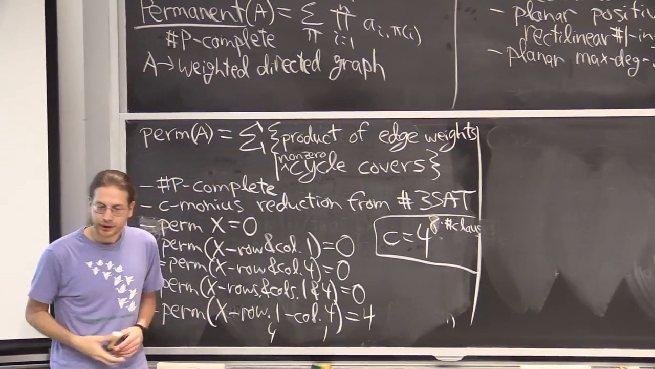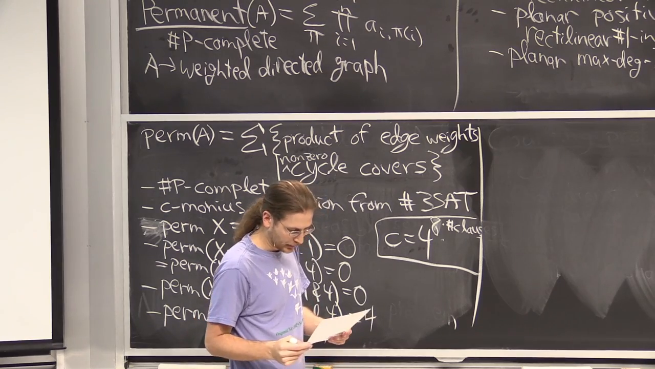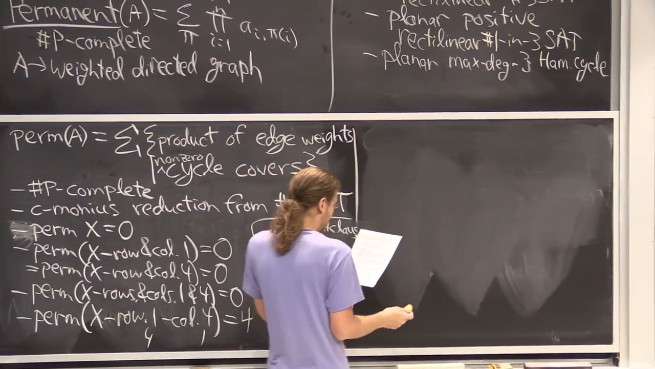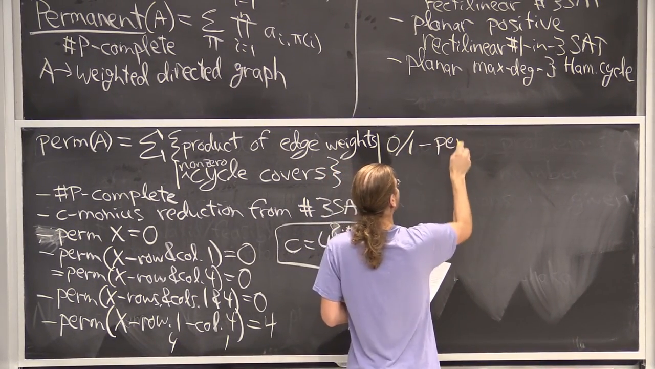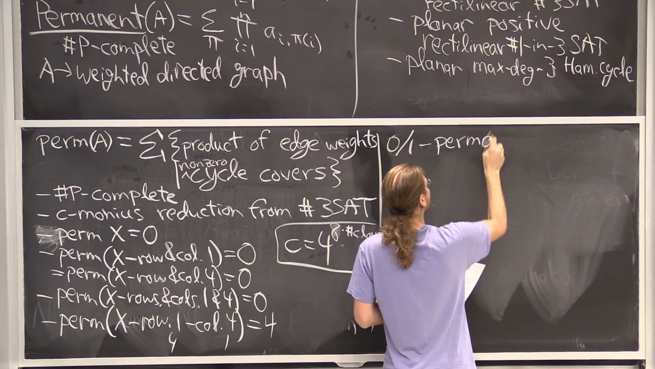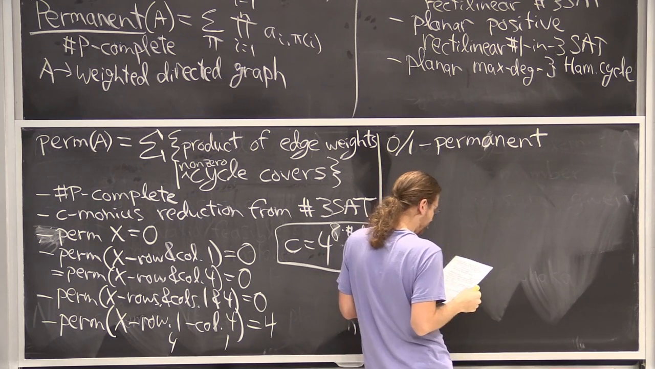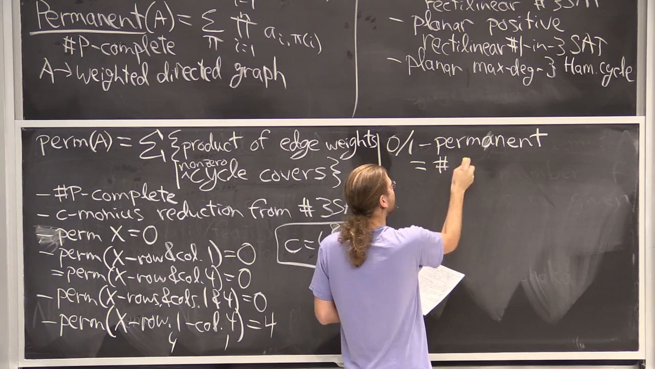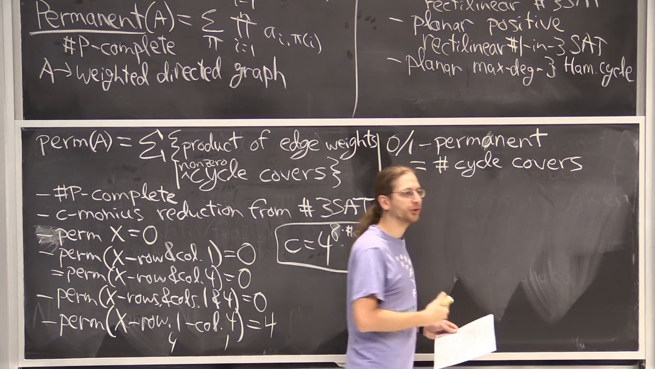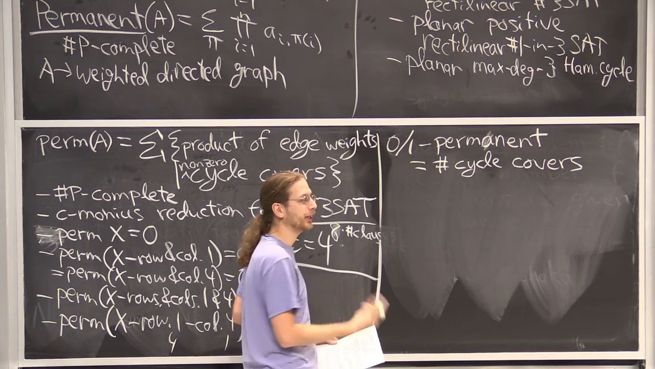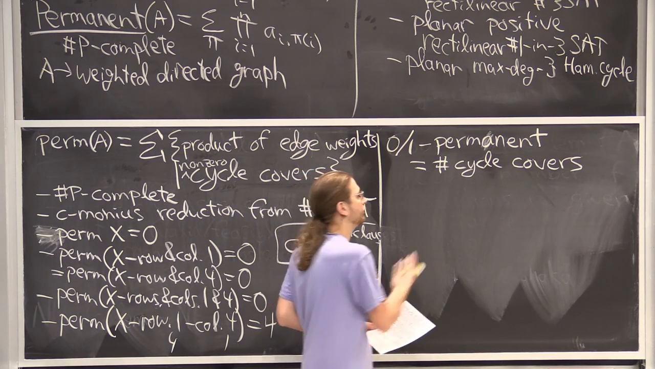When the matrix is just zeros and ones, this is ASP-complete. I'll tell you the reason that is particularly interesting. It gets rid of the weights, so it makes it more clearly a counting problem. First of all, it is the number of cycle covers in the corresponding graph. There are no more weights. If it's a zero, there's not an edge, and so you can't traverse there. If it's a one, you can traverse there. And then every cycle cover will have product one, so it's just counting them.